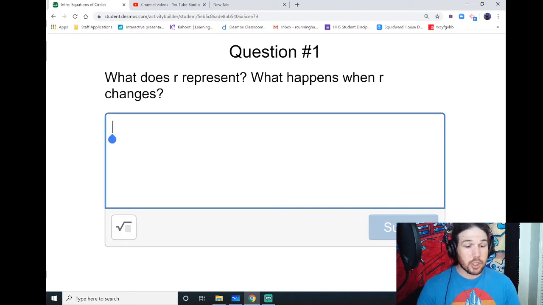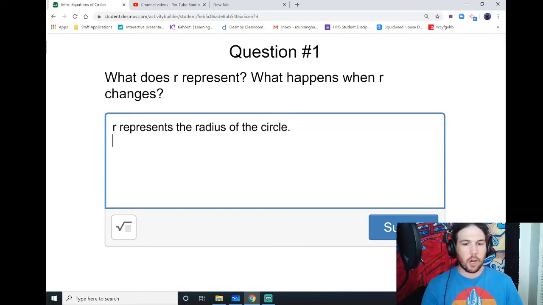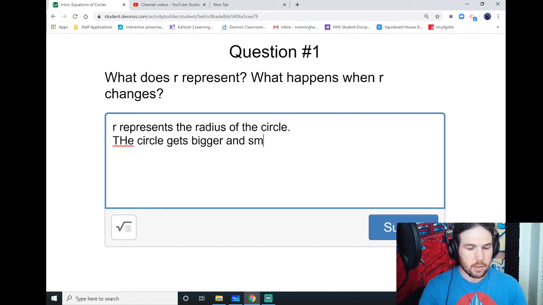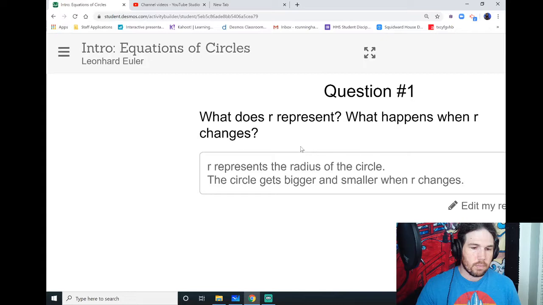Okay, it looked to me like r represents the radius of the circle. What happens when r changes? Well, the circle gets bigger and smaller when r changes, and we weren't sure about why we were allowed to do r as negative, but who knows? Submit. Okay? So now we're going to move on to the next frame.